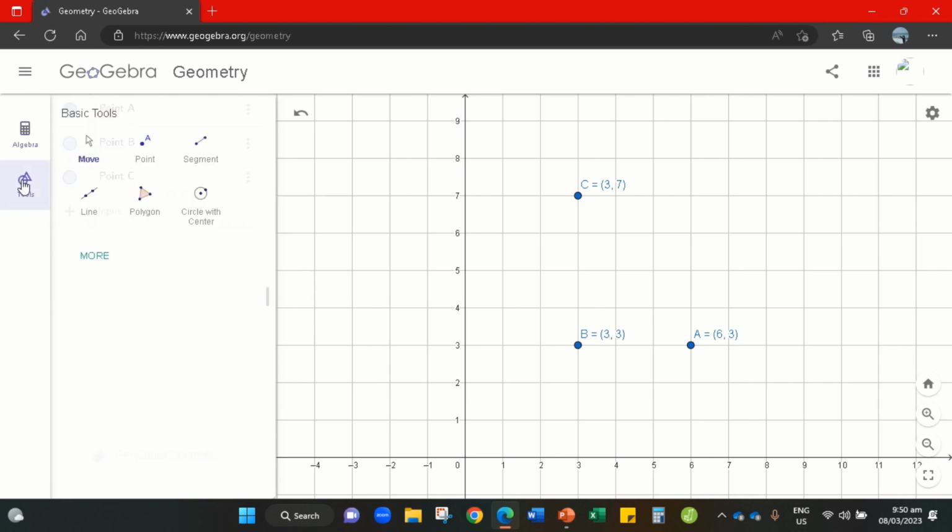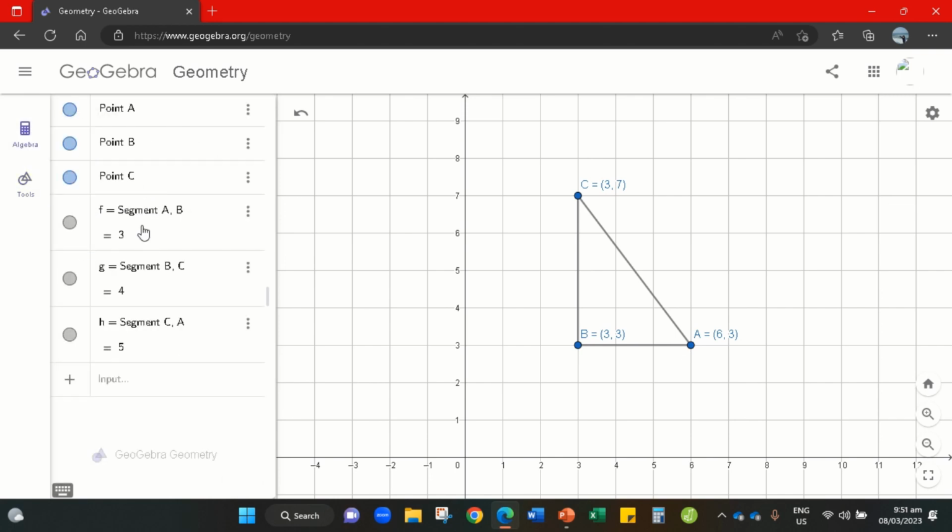Another method for you to highly visualize that is to put a segment. Remember you have points. So from point A to point B, B to C, and then C to A. Now you go back to the algebra tab. You'll have the distances defined as F, G, H. To find the perimeter, you know that the segment AB, segment BC, segment CA, you can put an input like F plus G plus H. And that is now your perimeter.